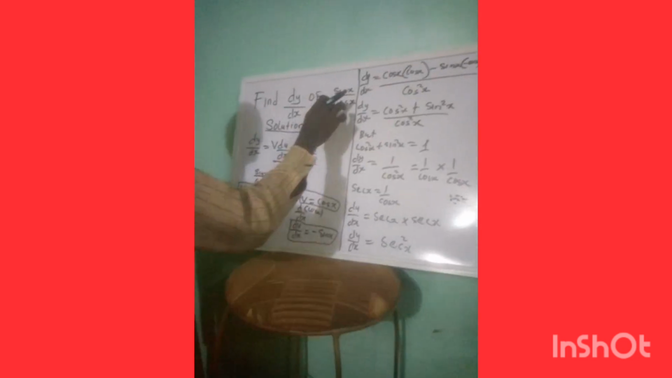Thank you. This is how you are going to solve sin x all over cos x. The answer is sec squared x.